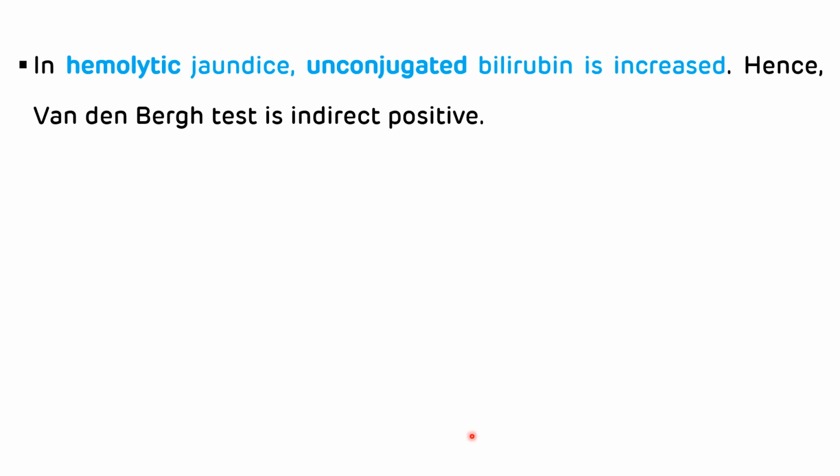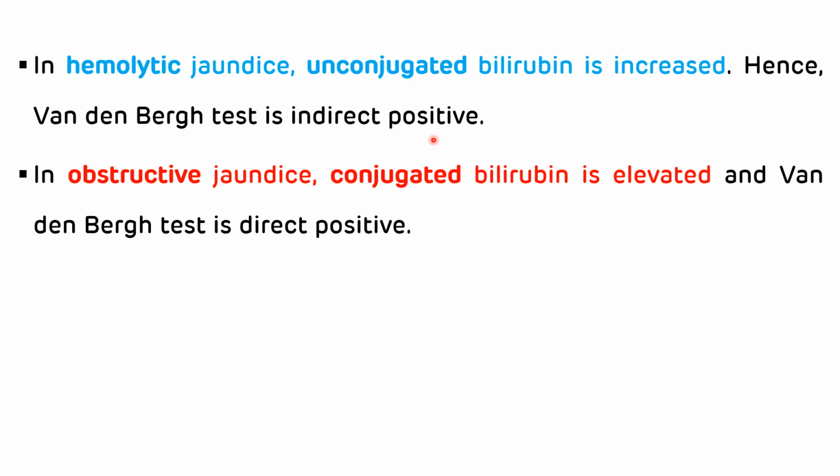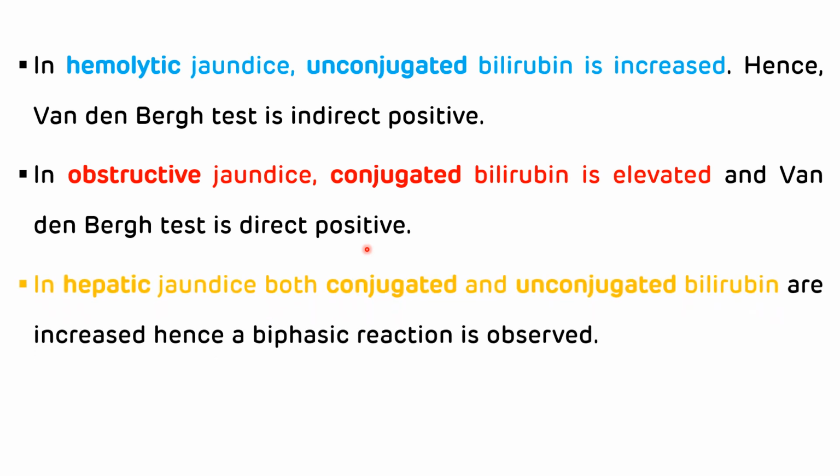In hemolytic jaundice, as unconjugated bilirubin is increased, the van den Bergh test is indirect positive. While in obstructive jaundice, conjugated bilirubin is elevated, so the van den Bergh test is direct positive. While in hepatic jaundice, both conjugated and unconjugated bilirubin are increased, hence a biphasic reaction is observed. So in hemolytic jaundice, the van den Bergh test is indirect positive. In obstructive jaundice, it is direct positive, while in hepatic jaundice, a biphasic reaction is seen.